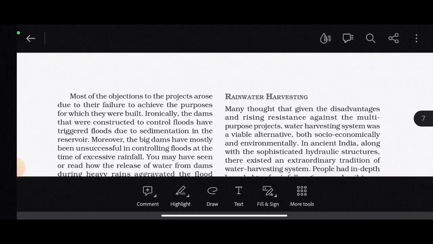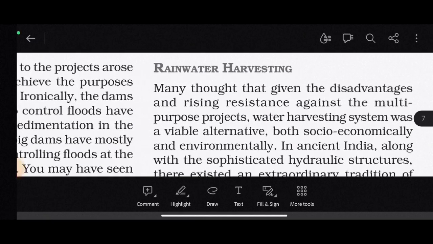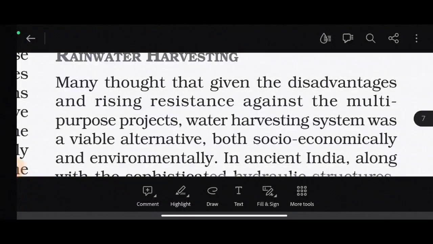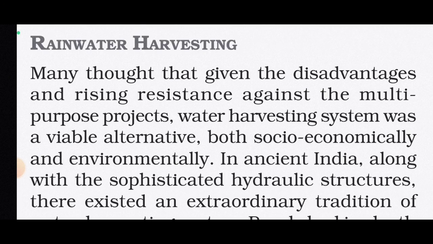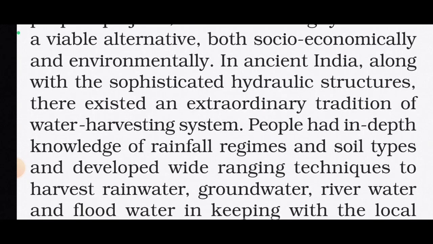Now, what is rain water harvesting? Many thought that, given the disadvantages and rising resistance against the multi-purpose projects, water harvesting systems were a viable alternative, both socio-economically and environmentally. In ancient India, along with the sophisticated hydraulic structures, there existed an extraordinary tradition of water harvesting systems.